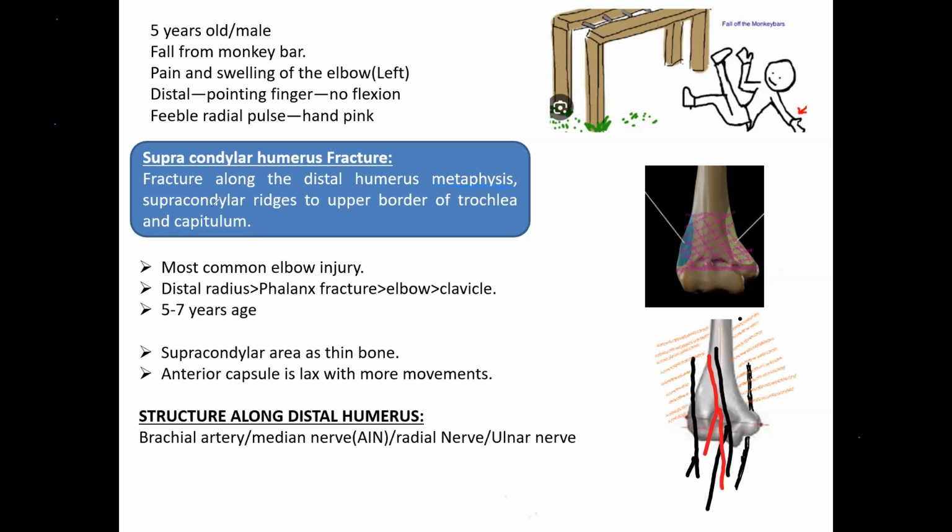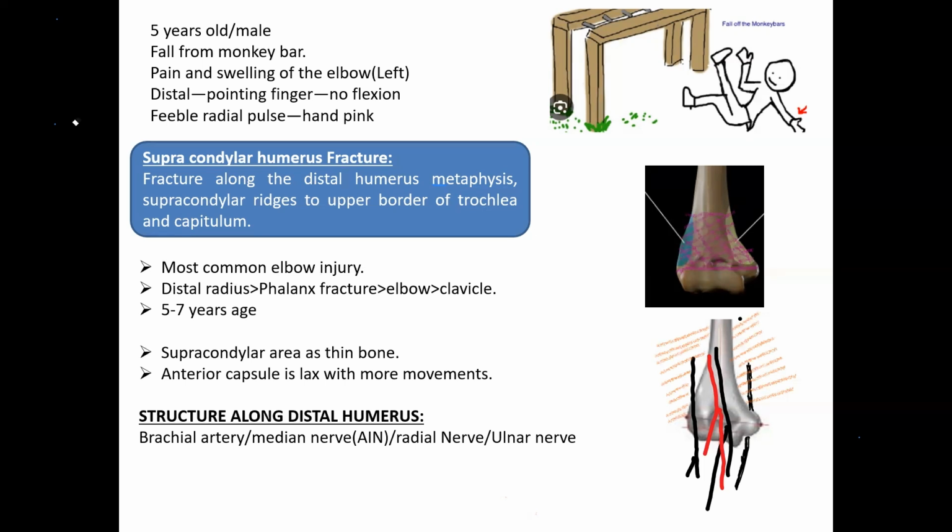And what is the extension? It extends from the supracondylar ridge to the upper border of the trochlea. Any fracture in this area we consider as supracondylar humerus fracture. So any fracture in this area, that is the distal metaphysis extending from supracondylar ridges to the upper margin of the trochlea and capitulum, is considered a supracondylar humerus fracture. So it is the most common elbow injury.